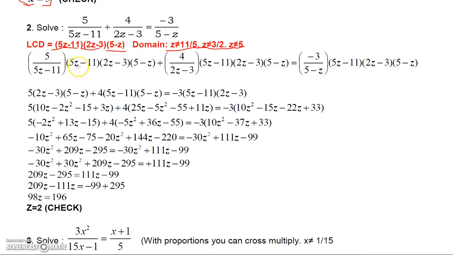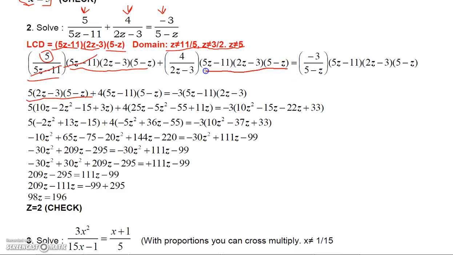Now, I'm going to take each of these three terms. This is a term, this is a term, and this is a term. So I'm going to multiply each term by the product of these. Now, it looks kind of nasty, but when you think about it, if you take the LCD and multiply it by the first term, then your 5z minus 11 is going to cancel, and you're going to have a 5 times the product of these two binomials. So we'll get to that in a minute. Just take it one step at a time, otherwise you might scare yourself to death.